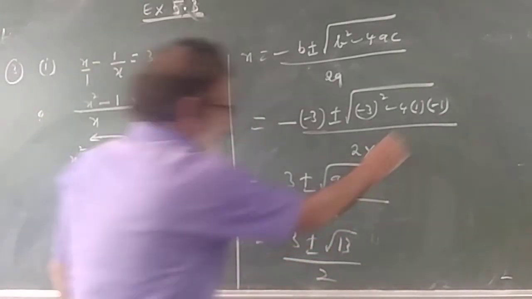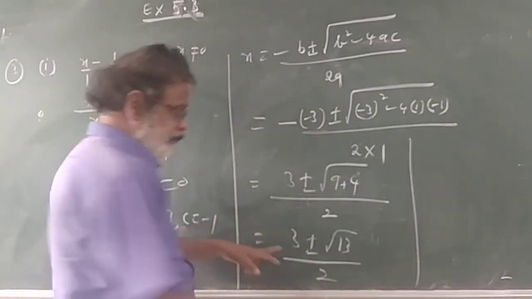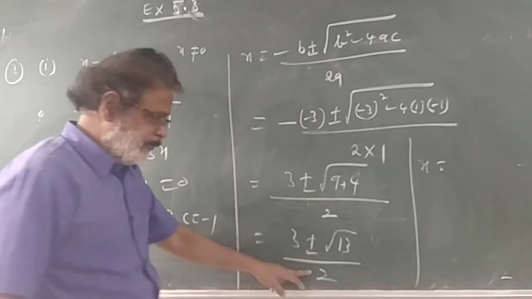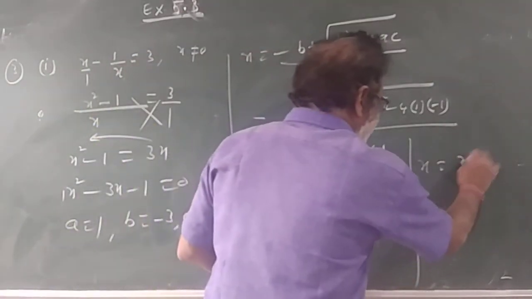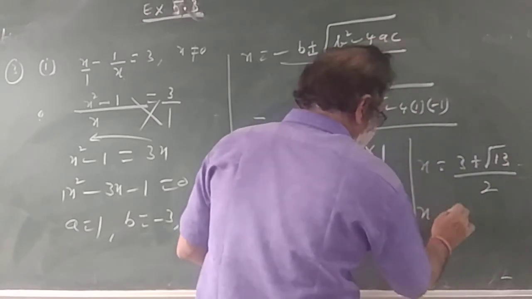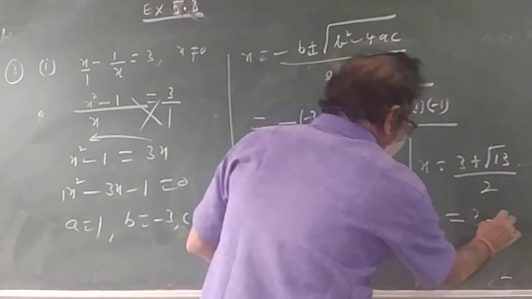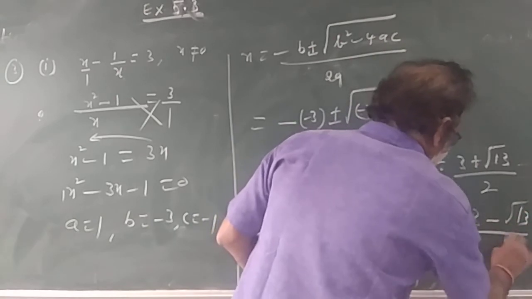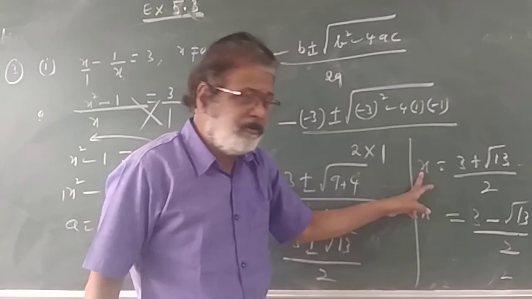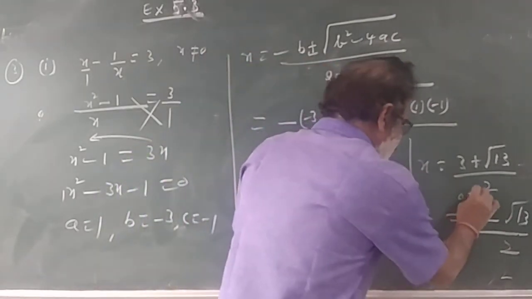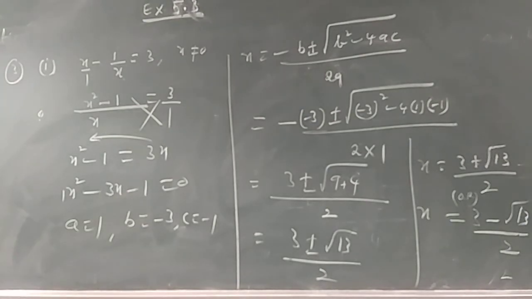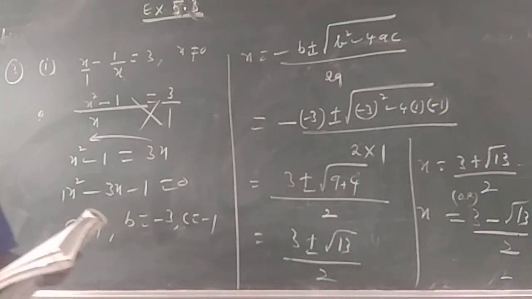So x is equal to what? 3 plus or minus root 13 by 2. So two roots. We have two roots now. We have plus for one root, minus for another root. x is equal to 3 plus root 13 by 2. x is equal to 3 minus root 13 by 2. Plus or minus. Once you take plus, next you take minus. This is one root, this is another root. Like this, you can find the roots. So I hope you clearly understood.